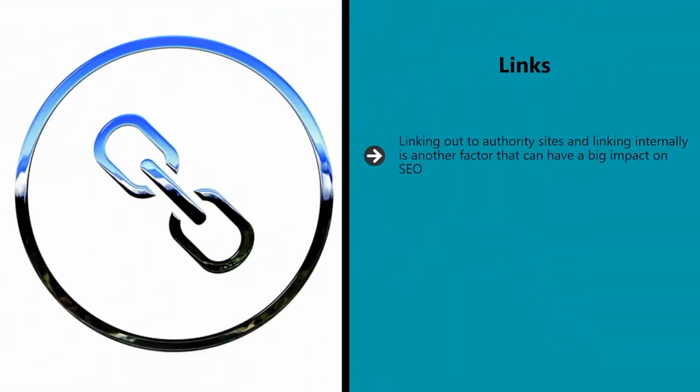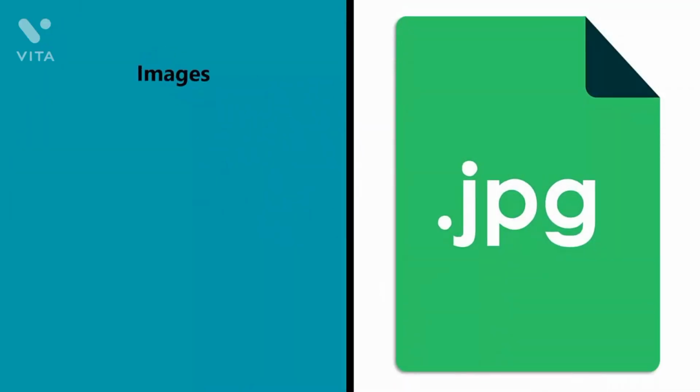Links. Linking out to authority sites and linking internally is another factor that can have a big impact on SEO. A lot of SEOs will tell their clients to constantly link internally, but is this really a good use of their time? Images. How many images are optimal? Does it hurt engagement to place a large image right at the top of the page? How does Google react to that? Do JPEGs perform better than PNGs?